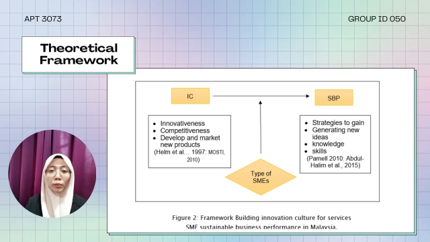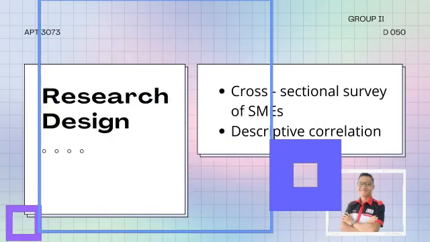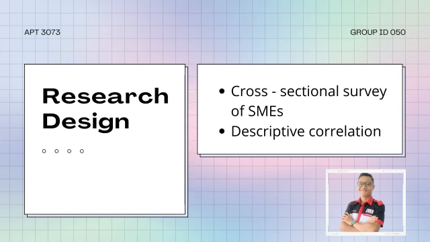To investigate the problem, this study attempts to examine the relationship between innovation culture and services SMEs sustainable business performance among SMEs in Malaysia. The purpose of this study is to provide a greater understanding of how organizational business performance is sustainable for service SMEs. This study is designed as a cross-sectional survey of SMEs due to the number of their organizations. This will be a descriptive correlation as it aims to determine the relationship between the type of SME, innovation culture, and service SME sustainable business performance.